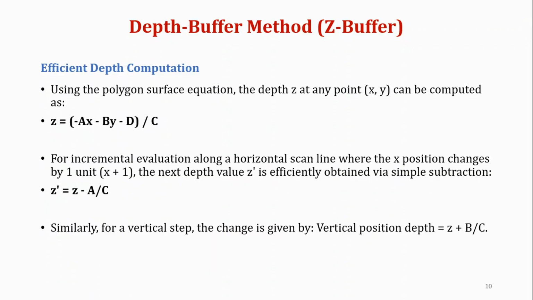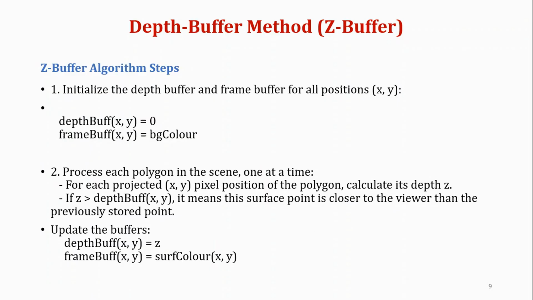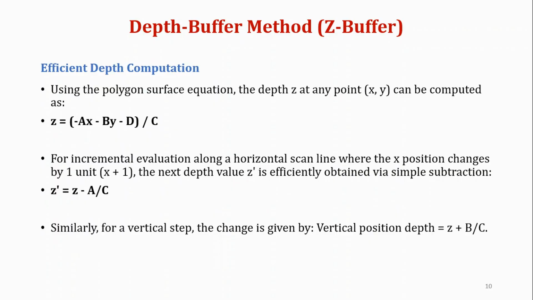So for every pixel, calculate the depth value, compare it, and update the depth buffer and the frame buffer every time. Once everything is done, you repeat it. Then you will get the visible image in the rendering.